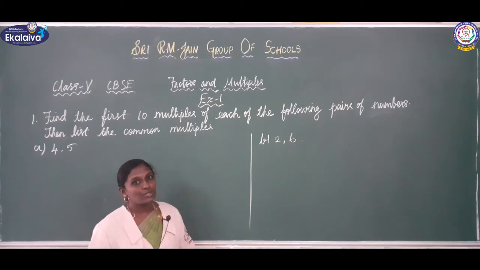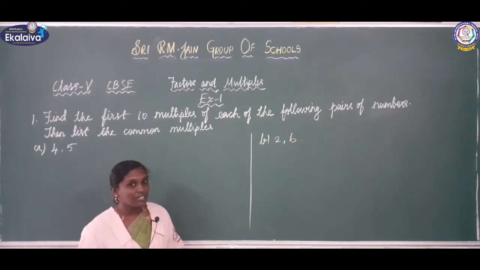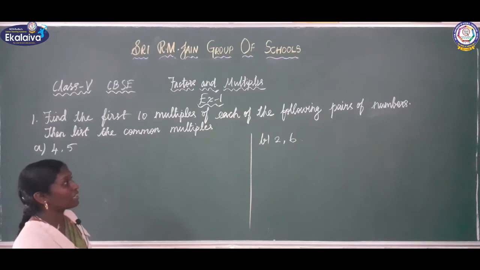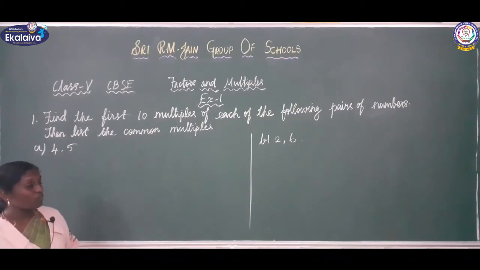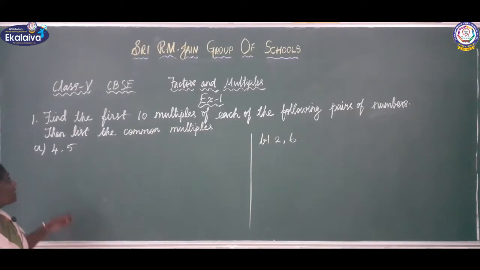Today we are going to do the problem from exercise 1 from the chapter Factors and Multiples. First question, find the first 10 multiples of each of the following pairs of numbers, then list the common multiples. Here for the given two numbers, we are going to find the first 10 multiples. After that, we have to find out the common multiples.